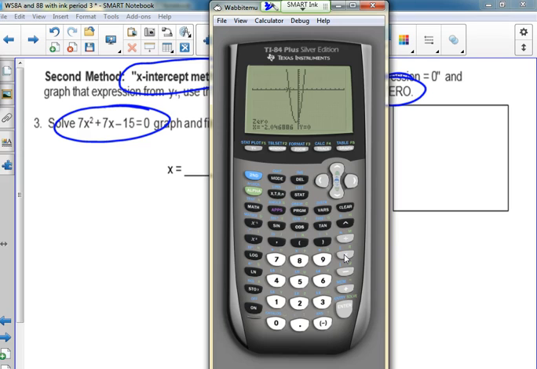I got negative 2.05. Did someone else get that? All right. And then if I do the same thing, second trace 0, this one over here is somewhere between 0 and 2, looks like. And I got 1.046 or 1.05. Any questions on those? Somebody not getting those values? You can trace around. Anybody having trouble with left bound, right bound?